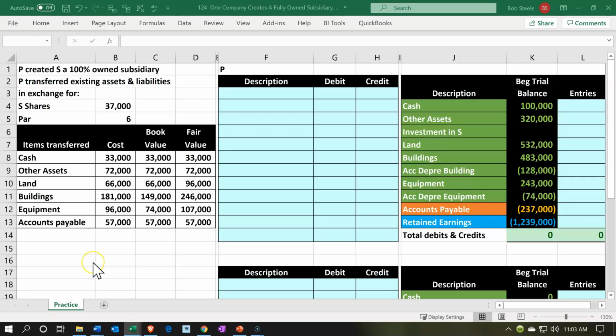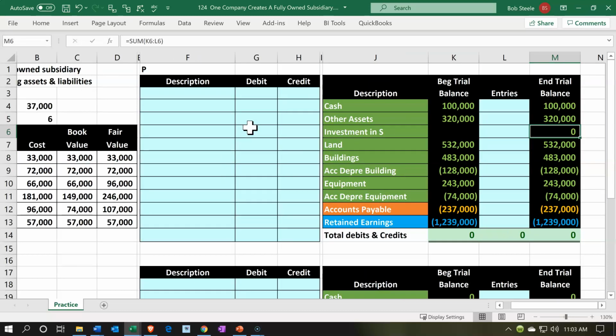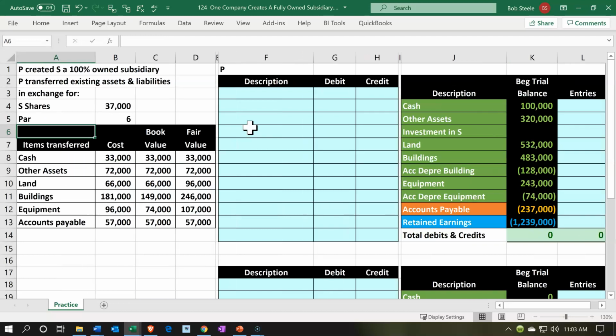Here we are in Excel in our practice problem. We've got the information on the left-hand side. We're going to be recording that information into the blue area on the right-hand side and then posting that information into our trial balance. So if we go back to the left-hand side over here, we have the information saying P creates an S. So P created S, so P is going to be the parent. S is going to be the company this time that is being created, now a 100% owned subsidiary.